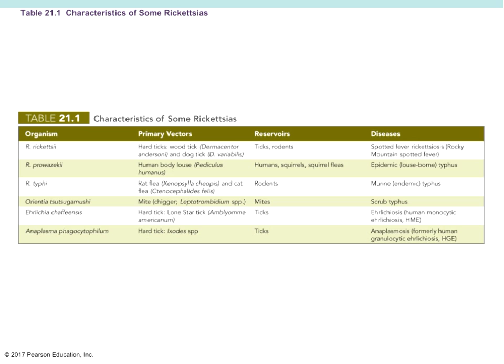So here are a list of some of the Rickettsias, and the ones that we've talked about are the ones that I'm most concerned with you being able to discuss on your exam. So I'm just going to give you all a second to go over this chart.